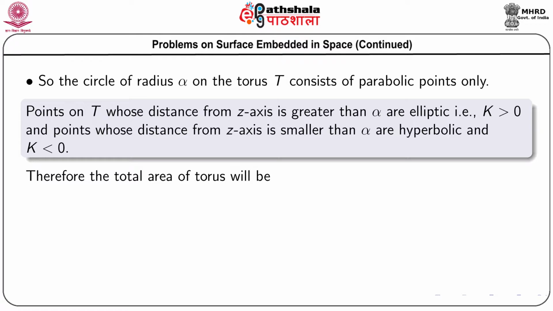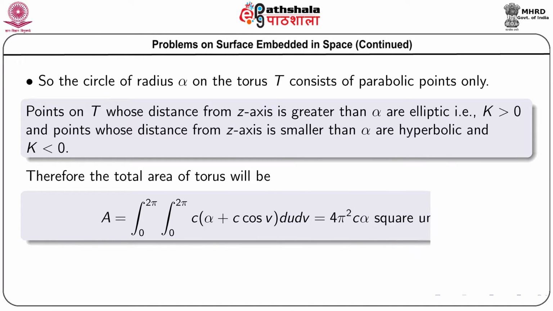And we can also find the total area of the torus. The total area of the torus can be obtained by the double integration. Earlier we have obtained the formula for how to find the area on a surface, and this comes to the integral from 0 to 2 pi and 0 to 2 pi of (c alpha plus c cos v) du dv, that is equal to 4 pi square c alpha square units.